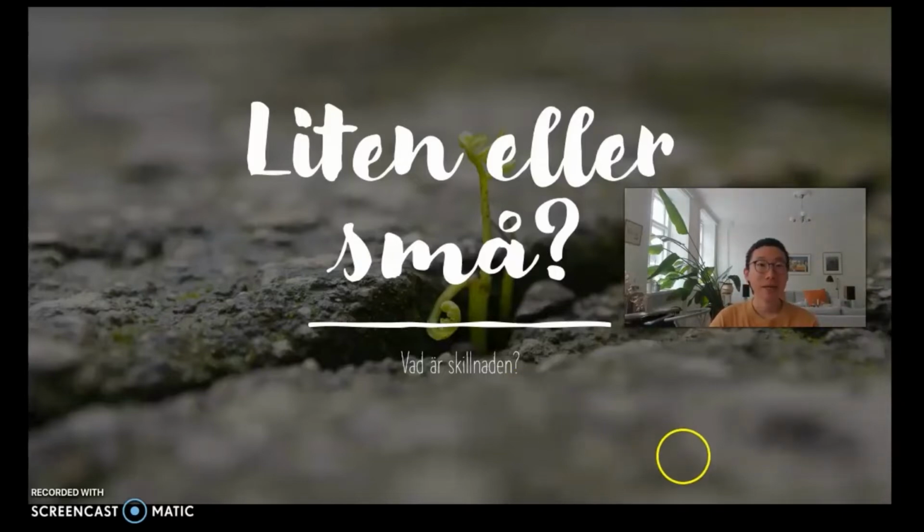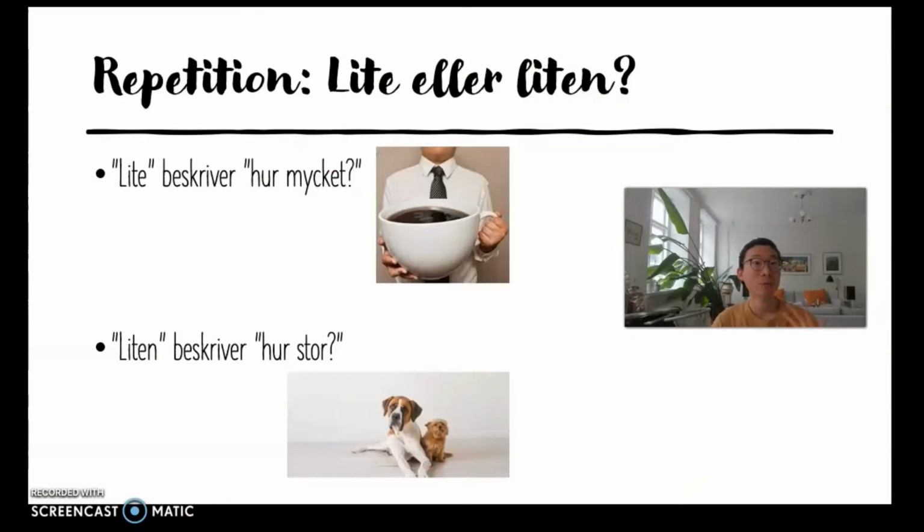Vi kan börja med en repetition. Let's start with a repetition. Previously we've talked about the difference between lite and liten. So let's start with this. Lite betyder a little bit. Lite beskriver hur mycket. Lite is describing how much. Liten beskriver hur stor. Liten is to describe how big or how small the thing is. So liten is for sizes. Lite is for quantity in Swedish.